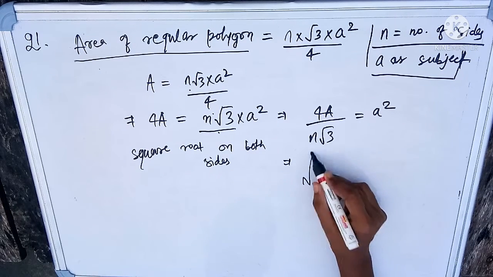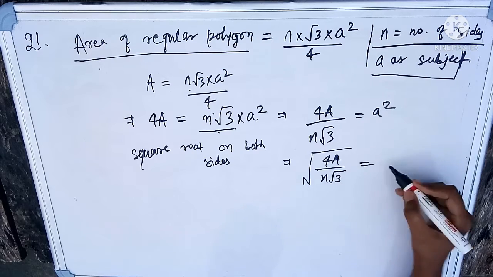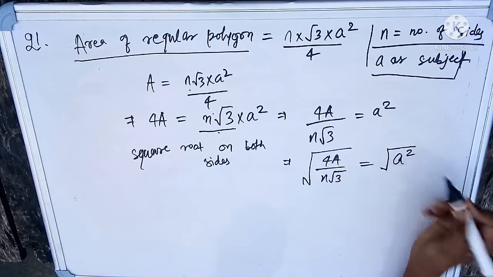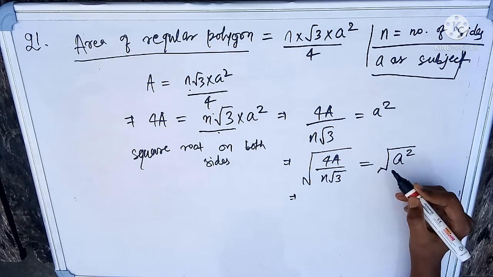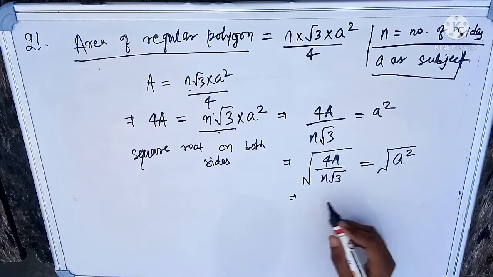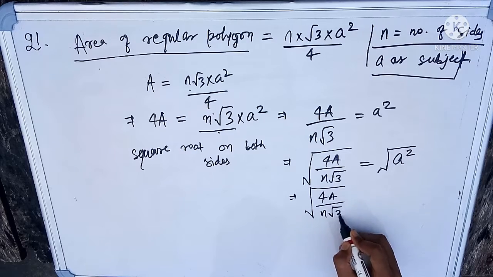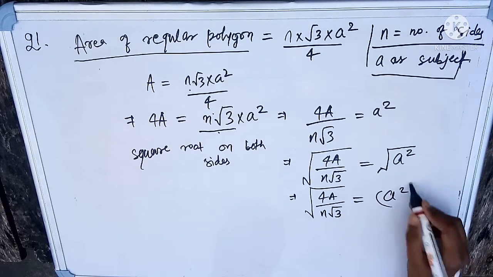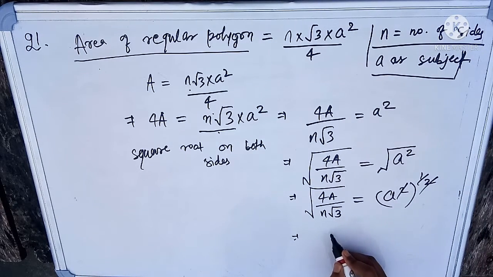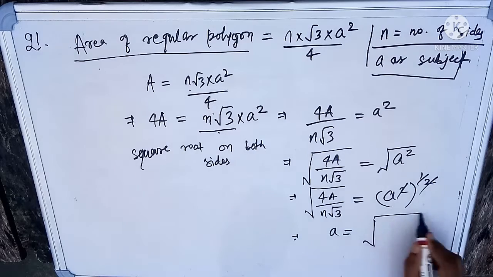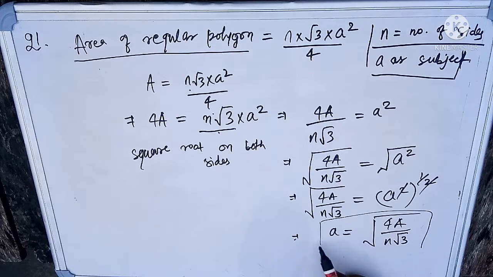And this can be written as square root of 4A divided by n root 3 is equal to square root of a square. Now we already discussed that you can write the square root as the power of 1 by 2. So here also we will use it as 4A divided by n root 3, to the power 1 by 2, is equal to a square, to the power 1 by 2. From here we can cancel this 2 and we will get a as the subject, which is equal to square root of 4A divided by n root 3. So we have got the value of a.